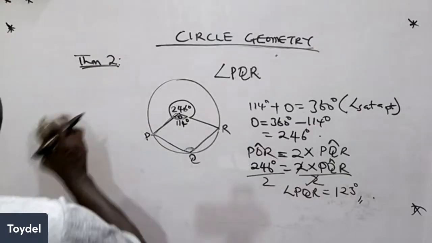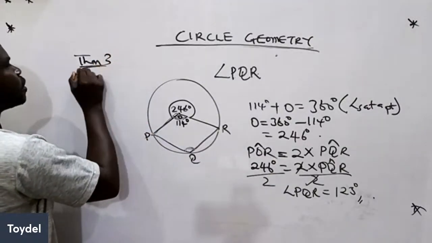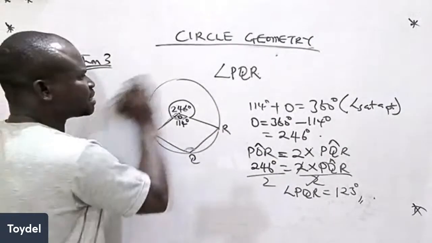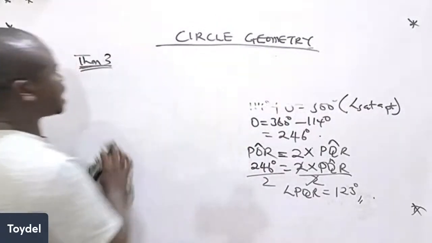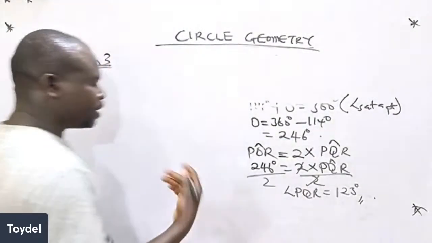We now move to the third theorem. The third theorem states that angles on the same segment are equal. That's what the theorem says.